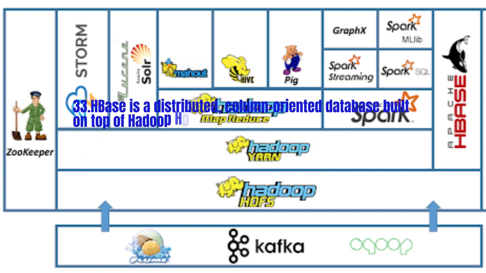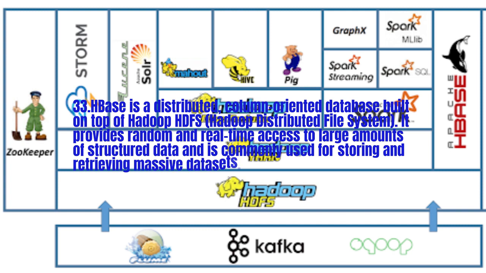HBase is a distributed column-oriented database built on top of Hadoop, HDFS, Hadoop Distributed File System. It provides random and real-time access to large amounts of structured data and is commonly used for storing and retrieving massive datasets.